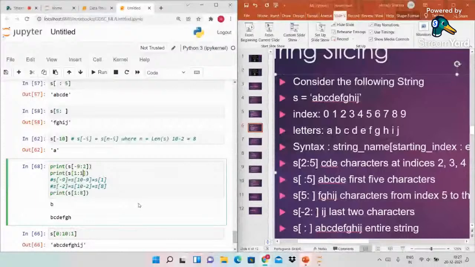What happens here is, when you're writing something like this, it's like a loop. It's like we're writing in a loop. S of 0 will be printed first, and then S of the next index, like for i equal to 0, i less than 10, i equal to i plus 1.